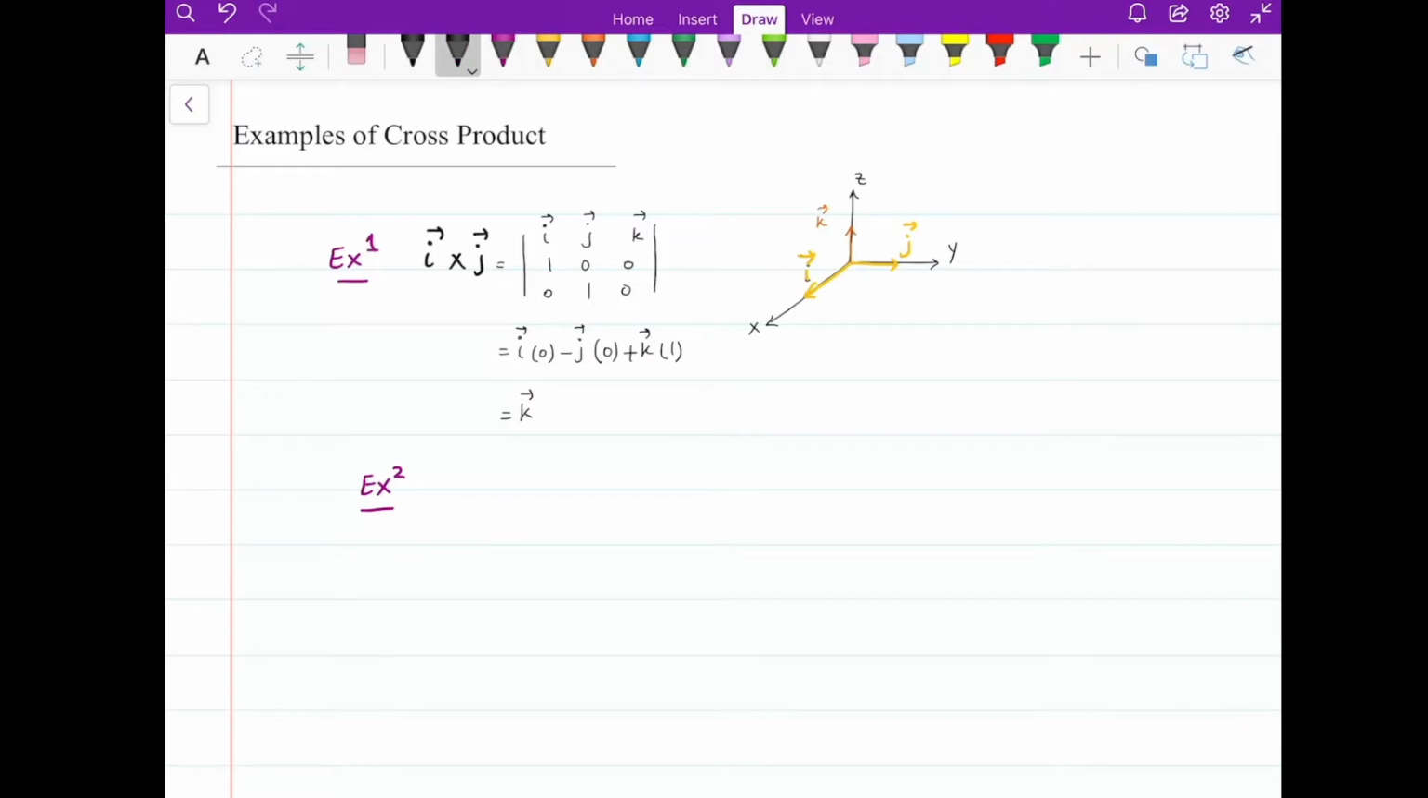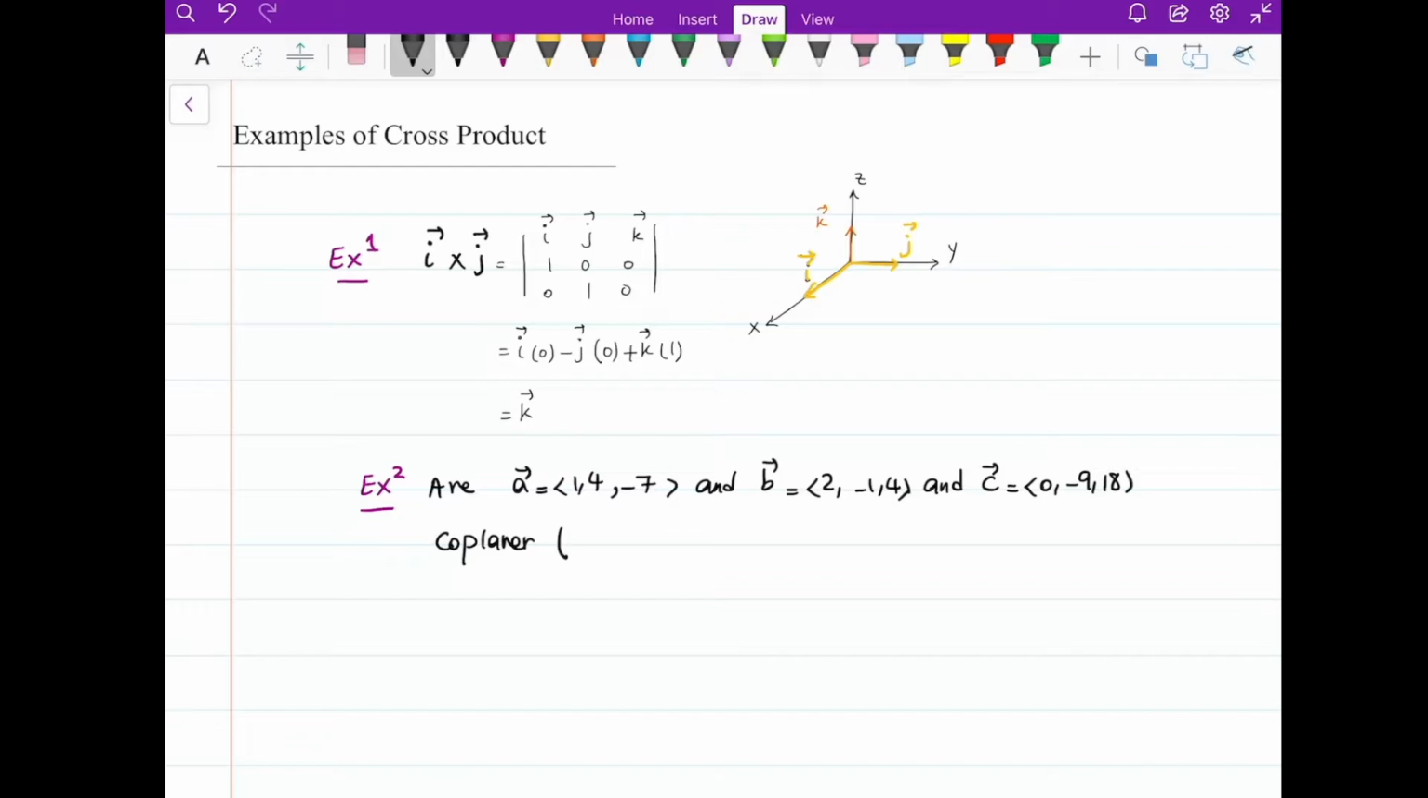The question is, are the vector a with components 1, 4, negative 7, the vector b with components 2, negative 1, and 4, and the vector c with components 0, negative 9, and 18 coplanar? By coplanar, I mean in the same plane. Are they in the same plane or not?